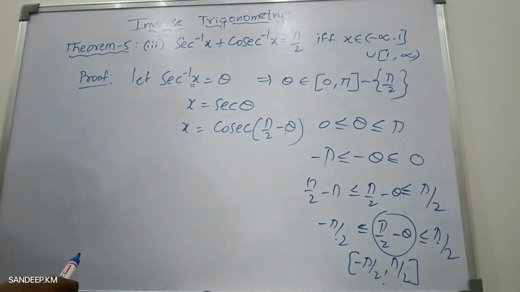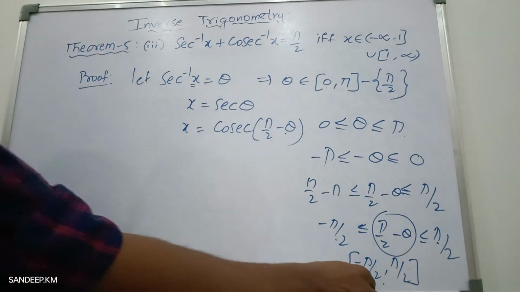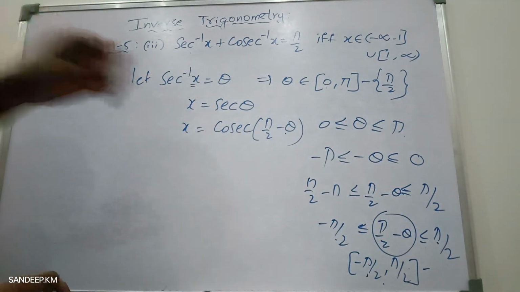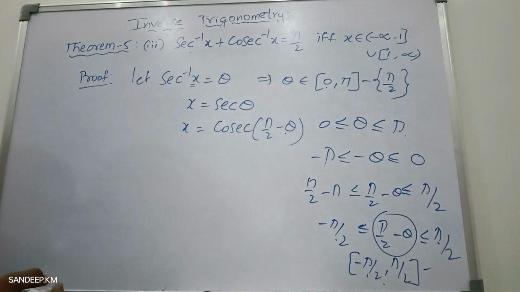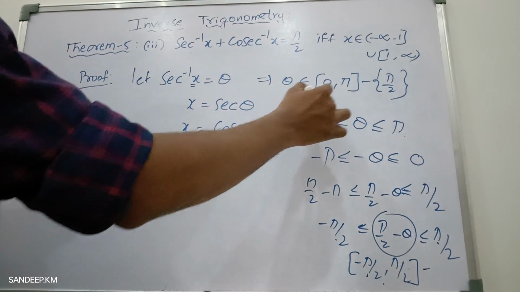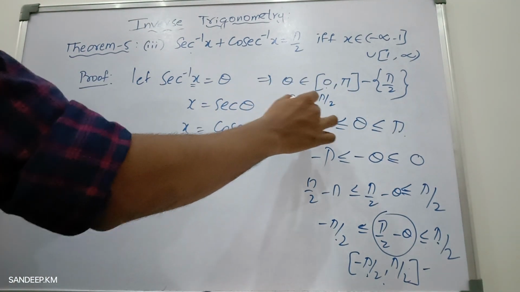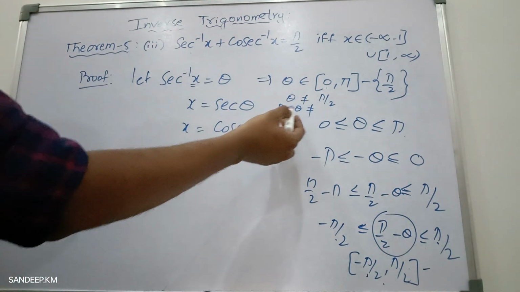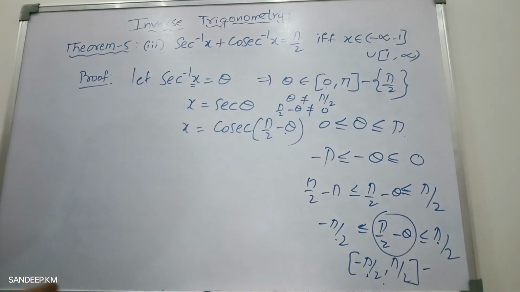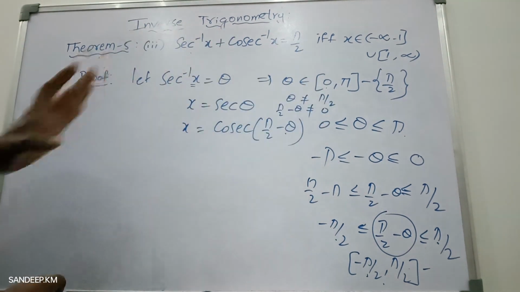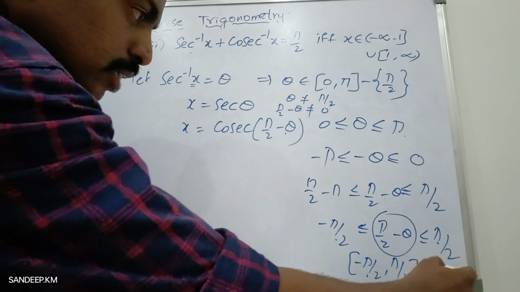This is the interval minus 90 comma plus 90, except again which one? See, if theta is not equal to pi by 2, then pi by 2 minus theta is not equal to pi by 2 minus pi by 2, that is 0. If theta is not 90 degrees, then 90 minus theta is not 0 degrees. So here also except 0.